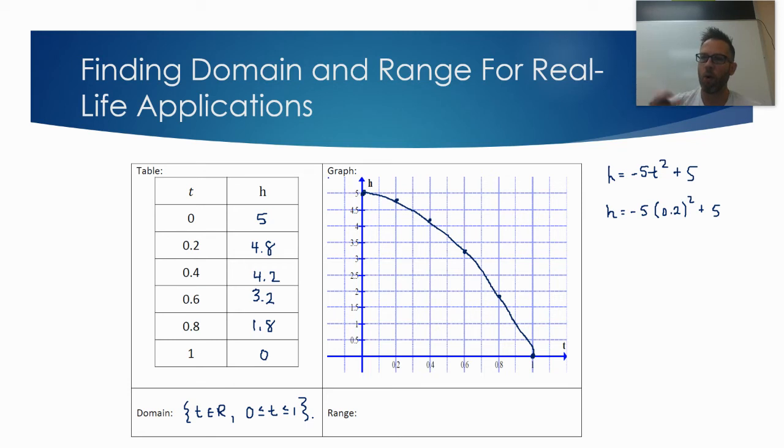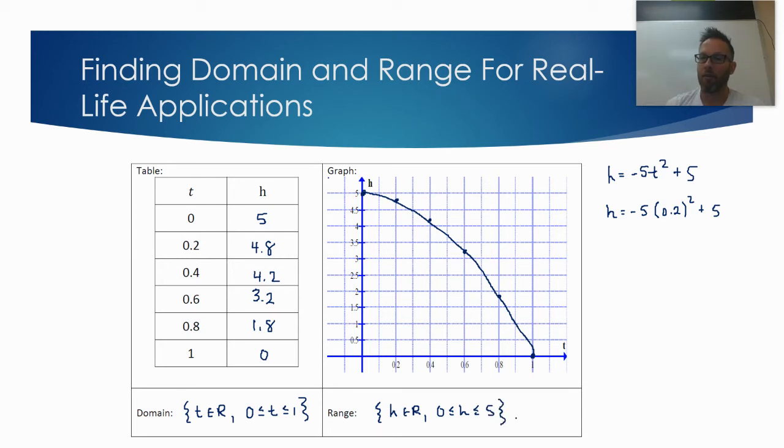What's the range? What possible heights above the floor does the beanbag hit? Well, its highest point above the floor is 5 meters, and its lowest point is when it hits the ground at 0 meters. So the range here, we would say, is that the height is a real number, and the height is between 0 and 5.